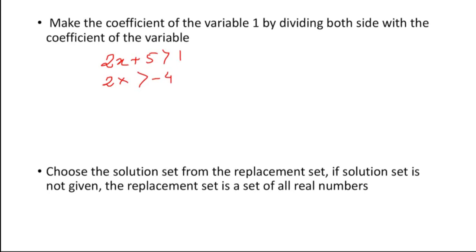Now to isolate x, or to get a value of only x, we need to divide both sides by the coefficient of x, or by 2. So now we divide both sides by 2, so x becomes greater than minus 2. And here note that since we are not dividing by a negative number, the sign of the inequality does not change.